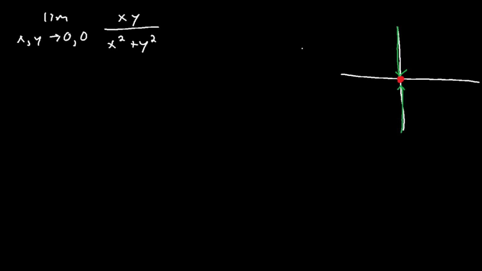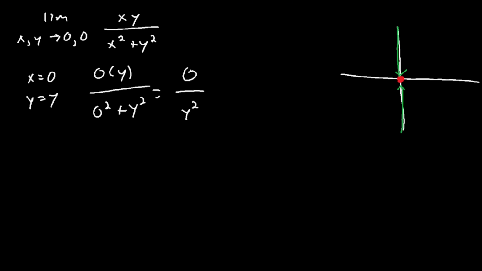So from the x-axis, all x values are equal to 0. Correct? And y is just anything. So y will stay equal to y. And if we do this right here, if we approach from the x-axis of this function, what do we get? Well, if we plug in 0 for x and keep y, y, you get 0 over y squared here, which is just equal to 0.